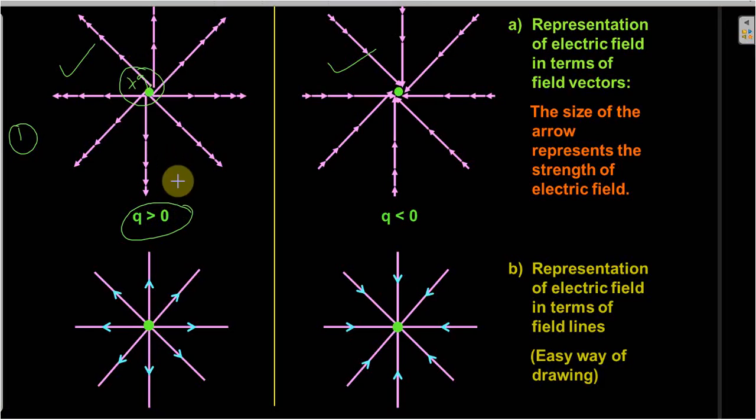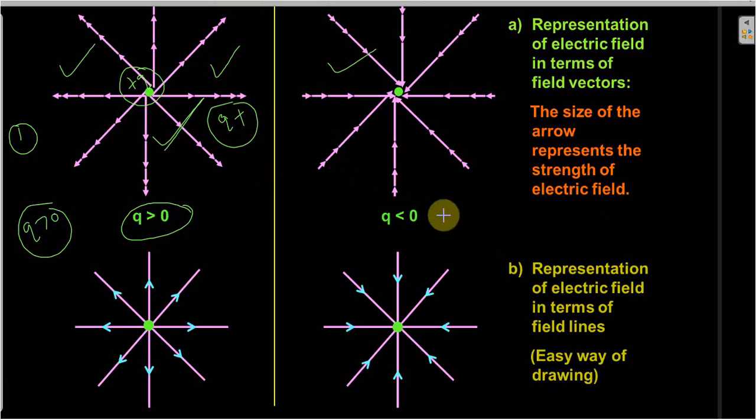Okay, so in your exam they can ask you to draw the field lines for Q greater than 0. In that case you will draw this kind of line, and if Q is positive, then still you will draw this kind of diagram. And what about Q less than 0? Q less than 0 means your charge is negative. So for negative charge the arrow will point towards the negative charge. So in that way you can represent the electric field line strength, because the larger the vector the stronger the field.